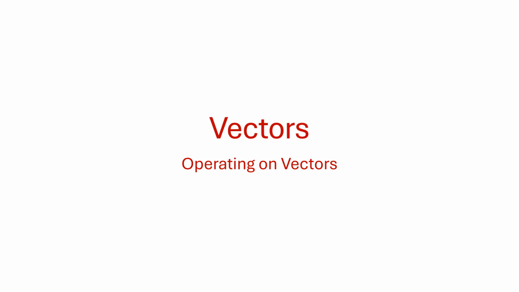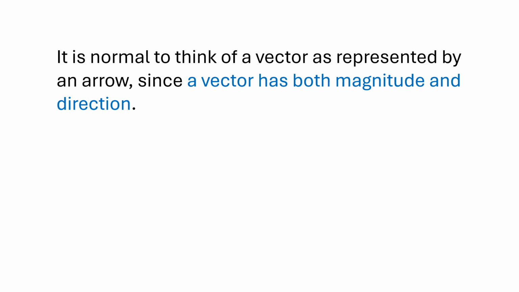Welcome to Vectors. We'll discuss operating on vectors. This will give a person completely unfamiliar with vectors the ability to understand what's going on. It's normal to think of a vector as represented by an arrow, since a vector has both magnitude and direction.